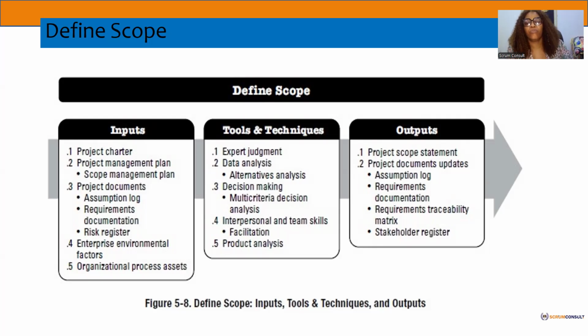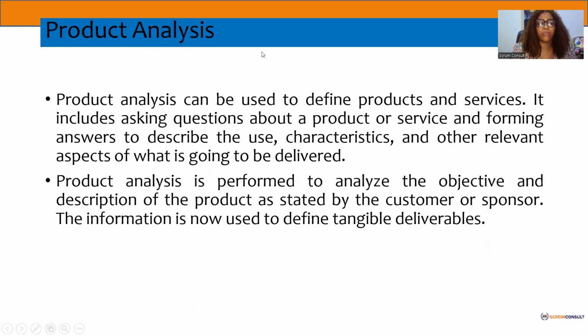You have your project documents updates. We'll look at what the project scope statement is. We've already seen it. A statement that describes a lot of things about the scope: your boundaries, your out of scope, and the rest of them, your assumption log, and your project documents, traceability, stakeholder register as an output of the defined scope. So let's look at them one after the other.